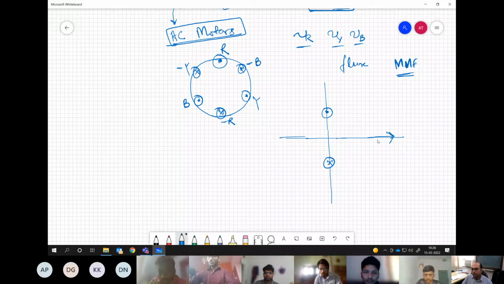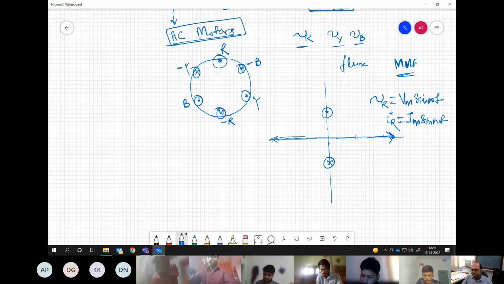Yes, correct. Using the right hand thumb rule, you can see that, in general, the flux will lie along this axis, which is perpendicular to the coil, like this coil axis here, right? So the flux will lie along this axis. And let us say I am feeding VR to this coil, and VR is Vm sin omega t, or for simplification you can take IR, which is Im sin omega t. So the flux will be going along this axis.